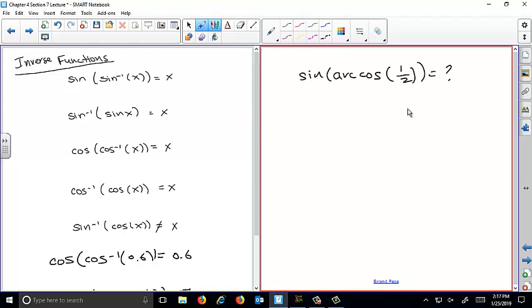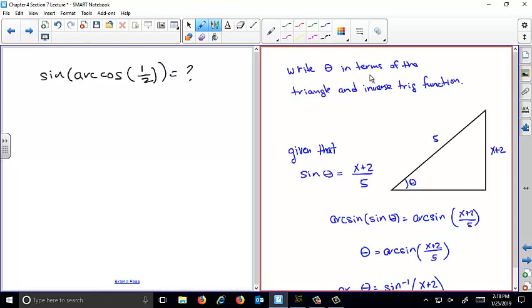Well, the easiest way is to make up a right triangle and use this information to construct the triangle. And then once you have all three sides, you can take the sine of the angle knowing the three sides. So that's the basic concept. So this is write theta in terms of the triangle and the inverse trig function. You got a couple of these on the homework.